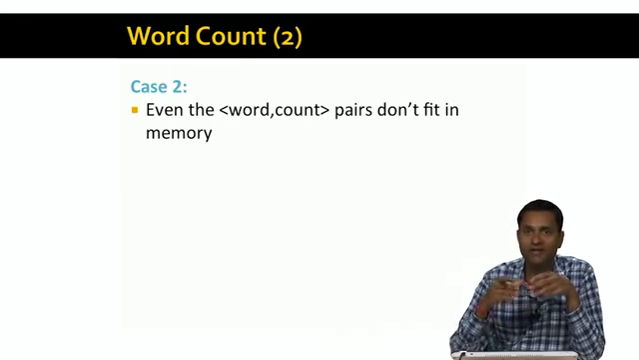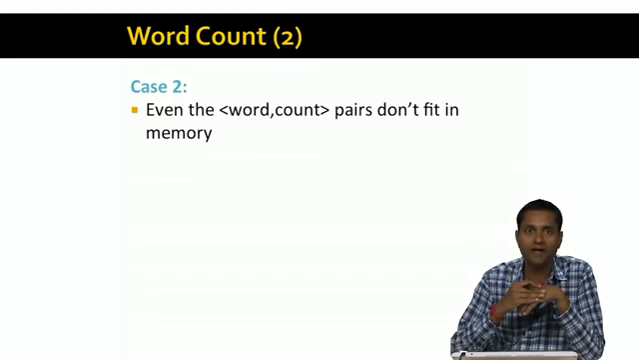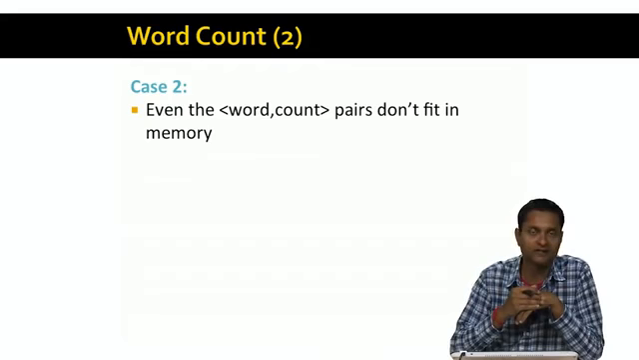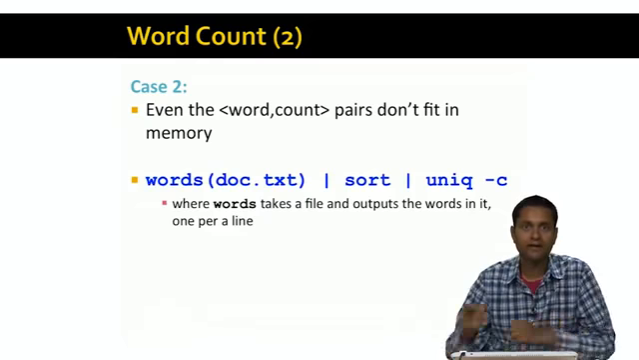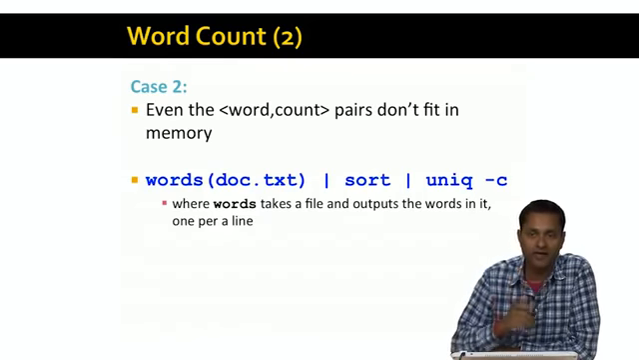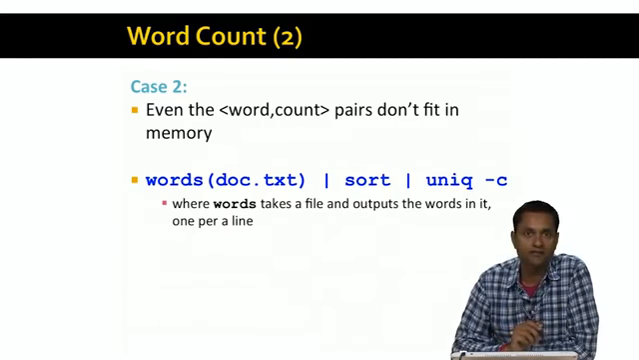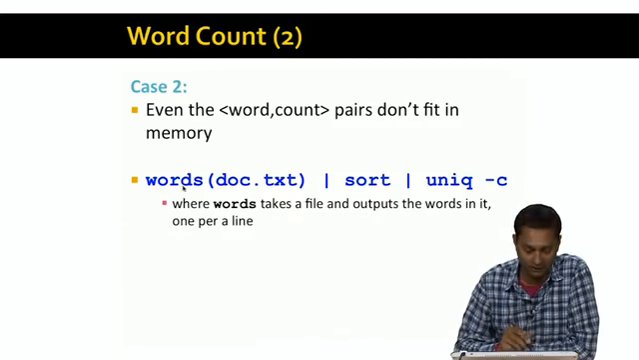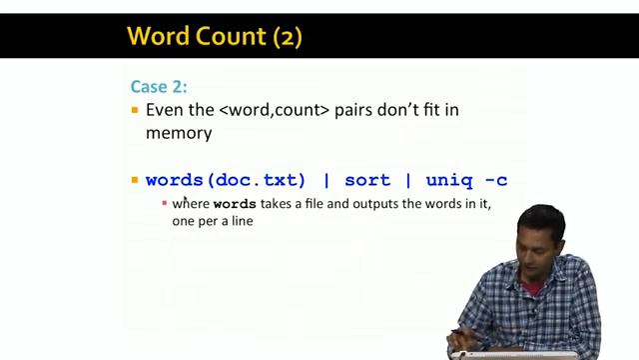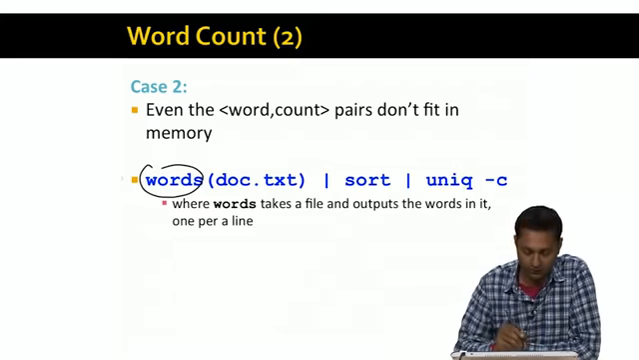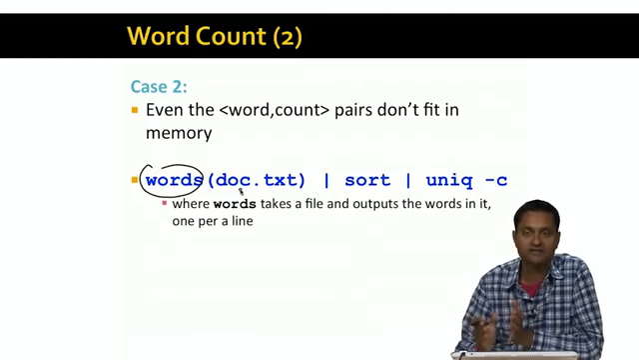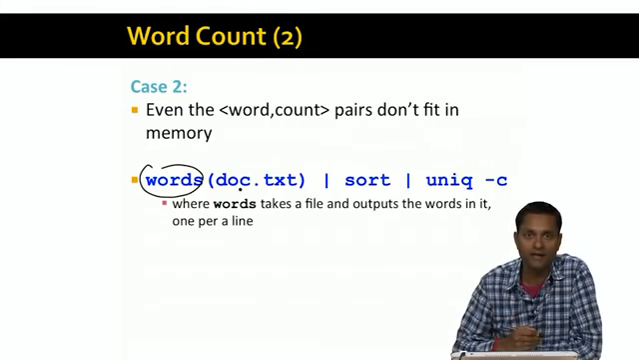Well, you could try to write some kind of complicated code, but I'm lazy, so I like to use Unix file system commands to do this. And so here's how I would go about doing this. This is a Unix command line way of doing this. Here the command words is a little script that goes through doc.txt, which is a big text file, and it outputs the words in it, one per line.